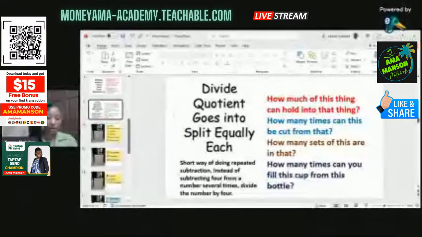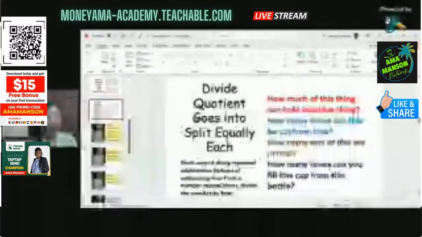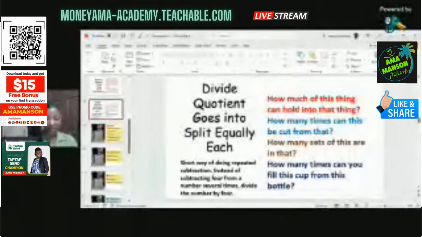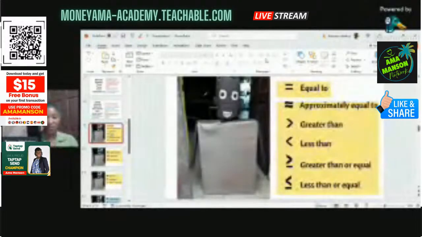All right, so far so good. We have covered the basic operations of arithmetic. So let's look at other symbols. This symbol, equal to, two short horizontal lines over each other: the quantity on the left is equal to the quantity on the right.